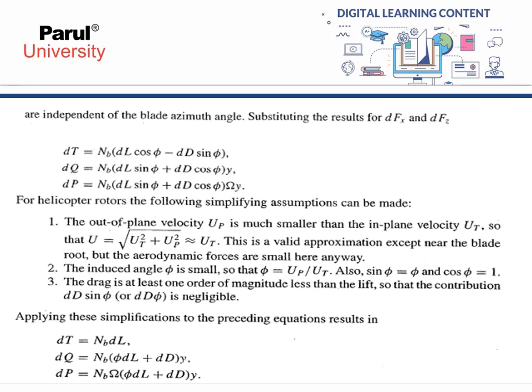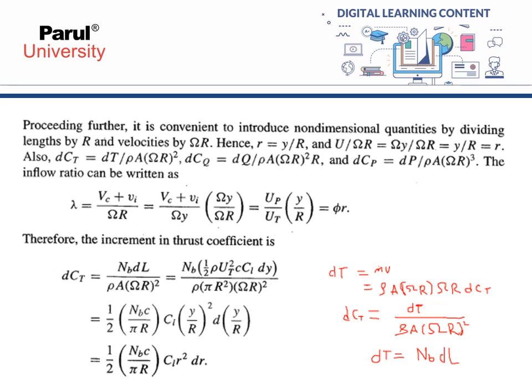Applying this simplification to the preceding equation results in dT equal to Nb dL, and dQ equal to Nb bracket phi dL plus dD into y, and dP is equal to Nb into omega, phi dL plus dD bracket into y.